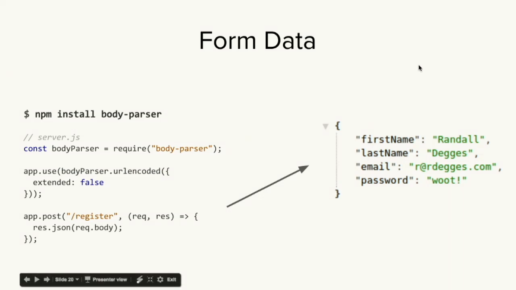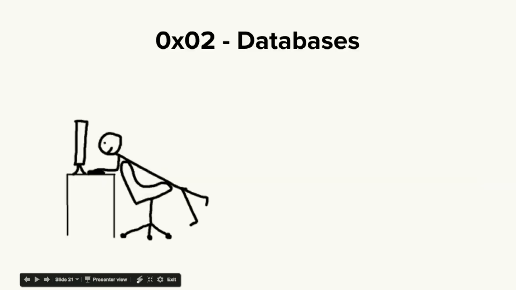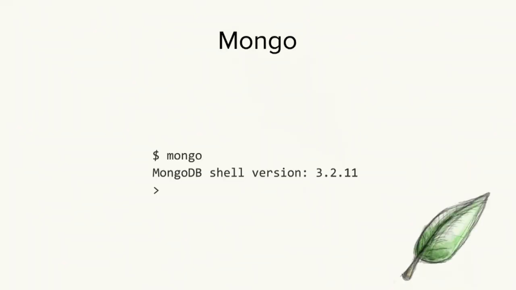So just some JSON data being returned. OK, so we figured out how to collect information from the user and get it onto our server. The hardest part's over. The next step is storing that stuff in a database somewhere. And this is where Mongo comes into play.